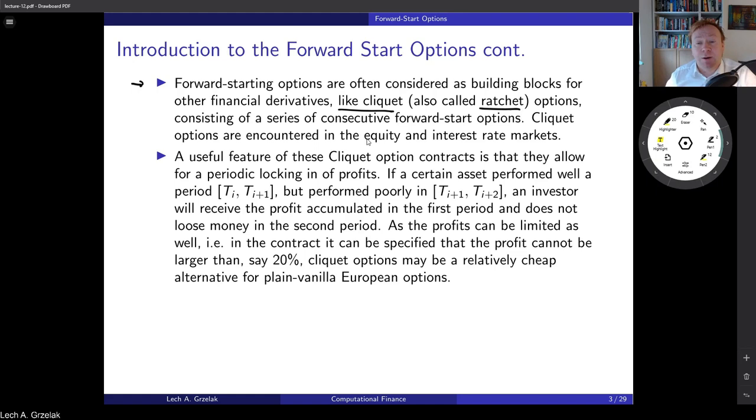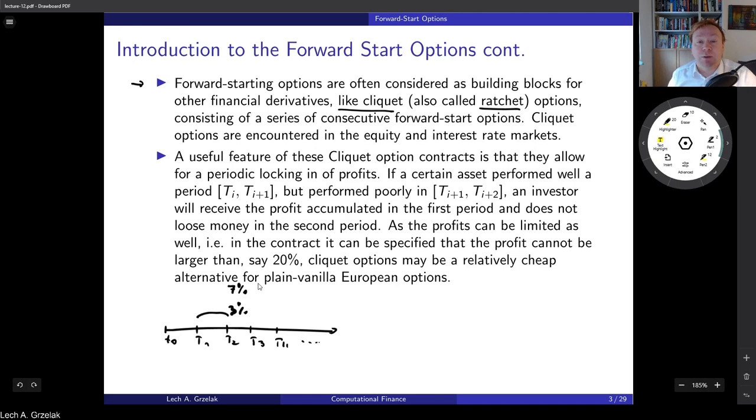So imagine a scenario where we have time T0, then T1, T2, T3, T4, and so on. At every point in time, say every year, we would like to see how our stock behaves, and depending on its performance, we would like to lock in the profits. For example, we look at the period from T1 to T2, and compared to the initial point at time T1, if the stock performed very well, we would like to lock in the profits. If it didn't perform very well, we don't want to pay any losses. So we say, for example, we always would like to have at least a 3% coupon. If the performance is lower than 3%, we always get 3%. And in order not to make this option too expensive, the maximum value is 7%.